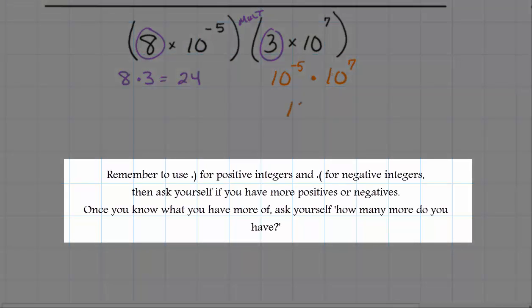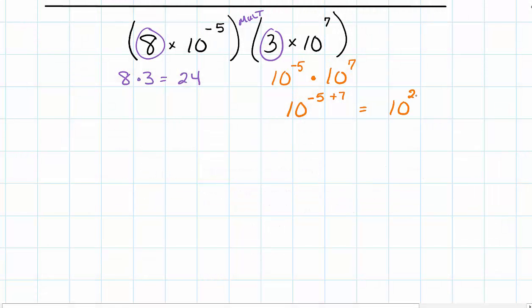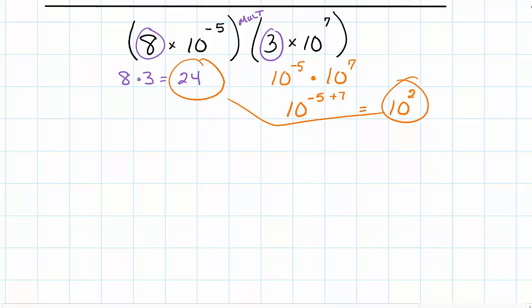Well, the same thing happens here. We're going to add these exponents. I'm going to take my negative 5 and add 7 to it, and that's going to give me an exponent of 10 to the 2nd power. So I put these two pieces together, and we're going to get our scientific notated form: 24 times 10 to the 2nd.